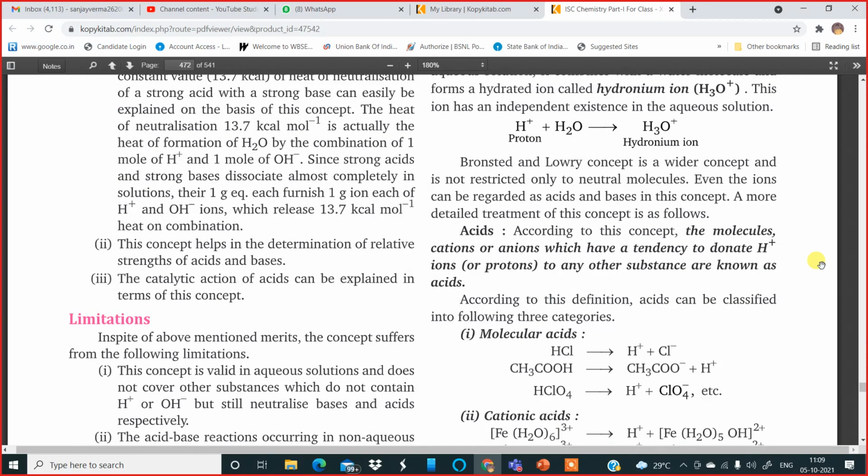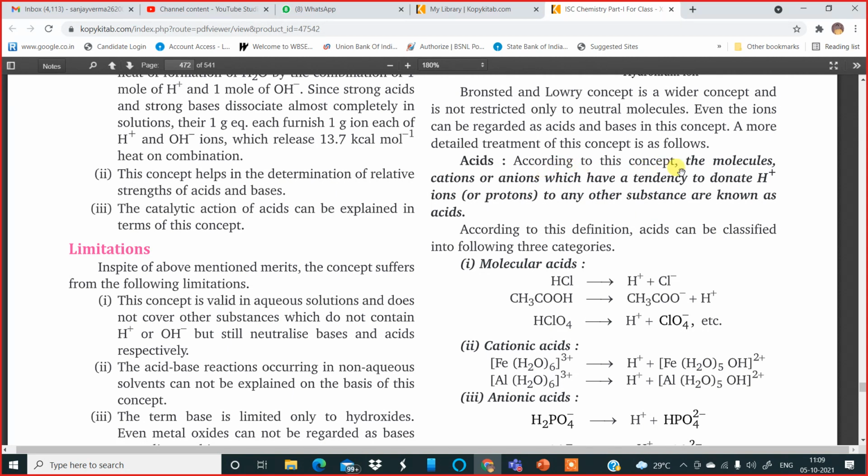So according to this concept, molecules, cations or anions which have a tendency to donate H plus ions to any other substance are known as acids. This is the proper definition of an acid. What are acids according to the Bronsted-Lowry concept? They can be molecules, cations or anions which have a tendency to donate H plus ions or protons to any other substance, and then they are regarded as acids.